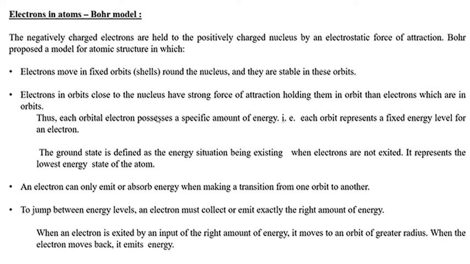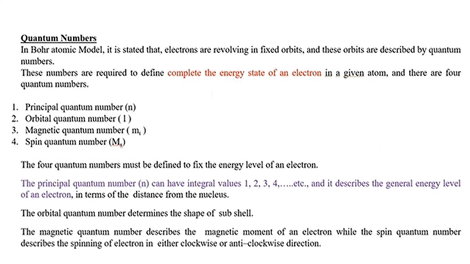So when an electron is excited by an input of the right amount of energy, it moves to an orbit of greater radius, and then it moves back. That is what he modeled, because he had already done some sketches and expressed these words. Now we have to identify them.